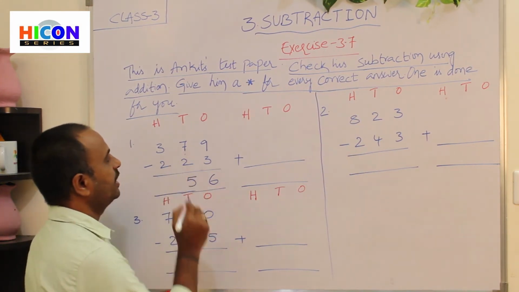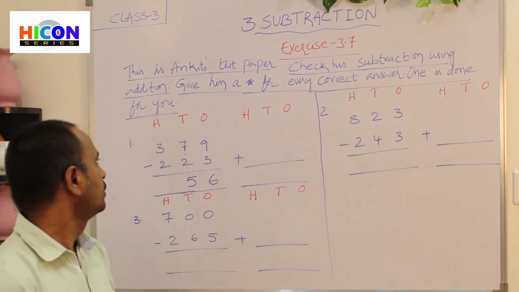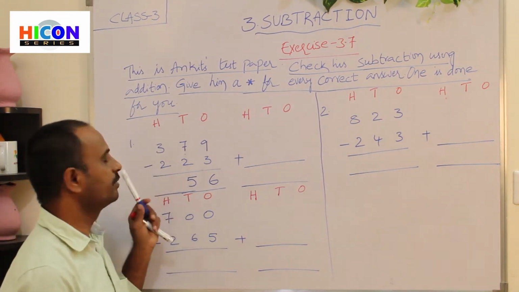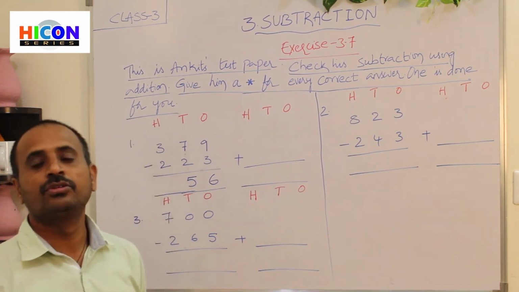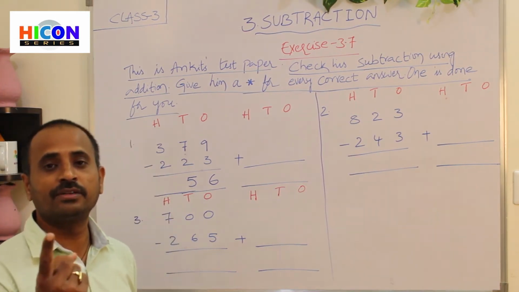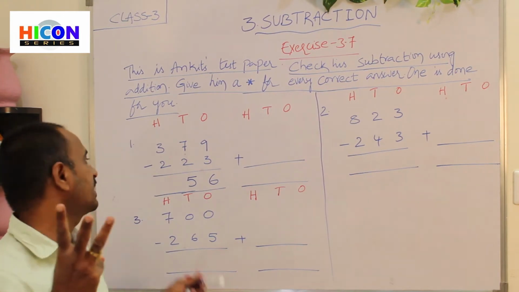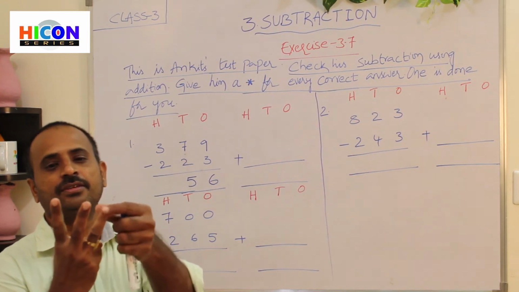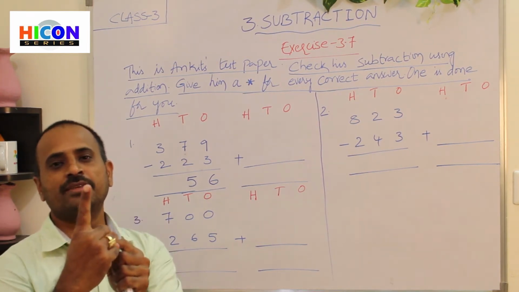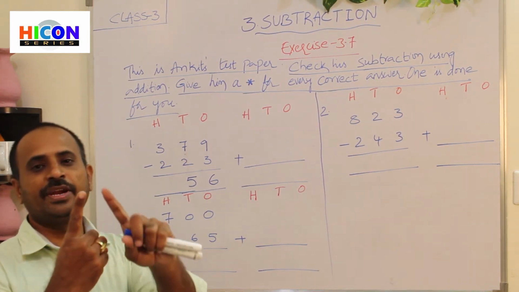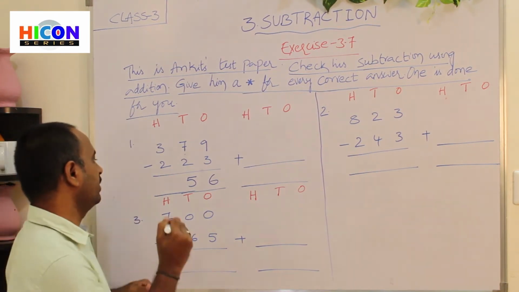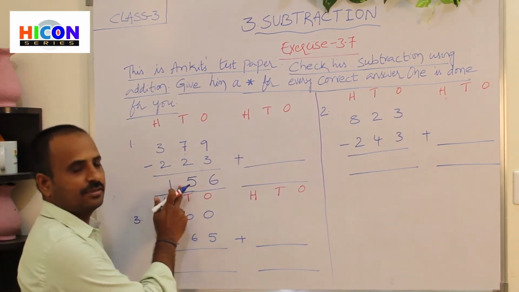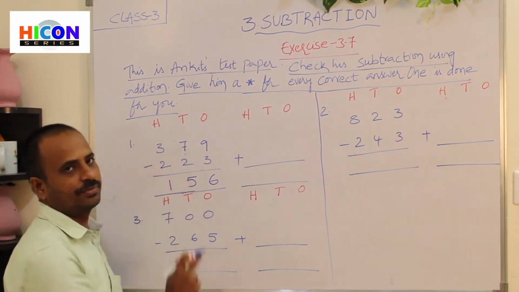So write 5 under tens place. Next, go to hundreds place. What are the digits present in hundreds place? 3 and 2. What is the first number? 3. So open 3 fingers of your hand. 1, 2, 3. And what is the second number here? 2. So close 2 fingers among these 3 fingers. So 1, 2. I have closed 2 fingers. How many fingers are there? So there is 1 finger remaining. So write 1 here. So children, this is the difference. So this is the answer for the subtraction of these 2 numbers.